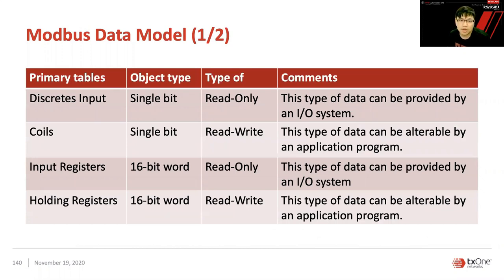Modbus data model. There are four memory areas in Modbus: discrete inputs, coils, input registers, and holding registers. For an attacker, there are only two sides: read and write. So if we want to perform an attack, you need to write data to coils or holding registers. The read-only parts usually provide some data from IO systems or a version number. But the real application or process data is stored in coils and holding registers, because they need to be read or written.